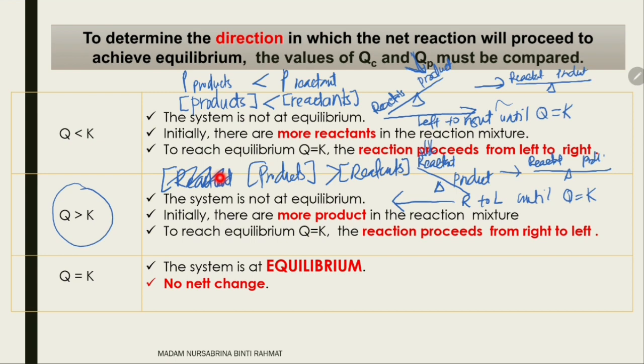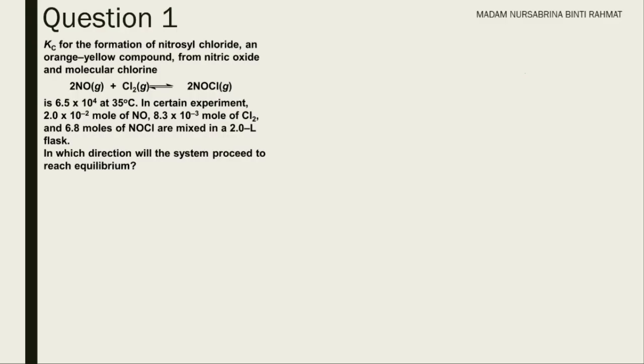And lastly, when your Q equals K, that means the system is at equilibrium, so no net change. Just a little reminder to every one of you: when the system has already established an equilibrium, it does not mean the reaction has stopped. The reaction still proceeds, but at the same rate for both forward and reverse directions. So let's apply what we already learned about comparing Q versus K to this first question.